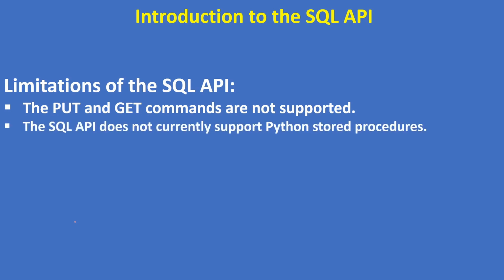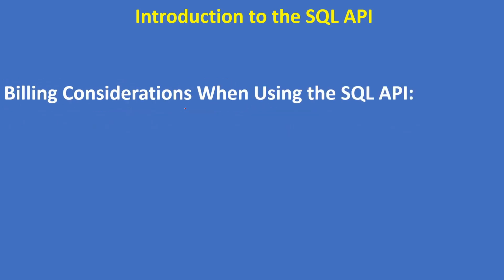The SQL API does not currently support Python stored procedures. In Snowflake we can write our stored procedures using different languages like SQL scripting, JavaScript, Python, Java, as well as Scala. But currently, a Python stored procedure we cannot submit from the SQL API.